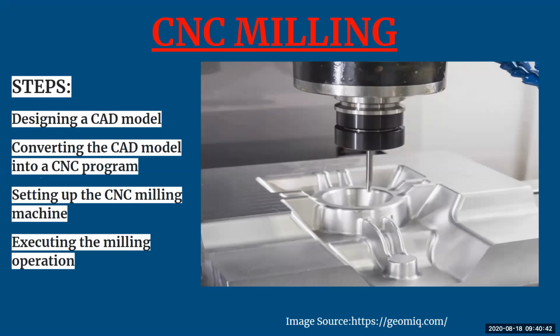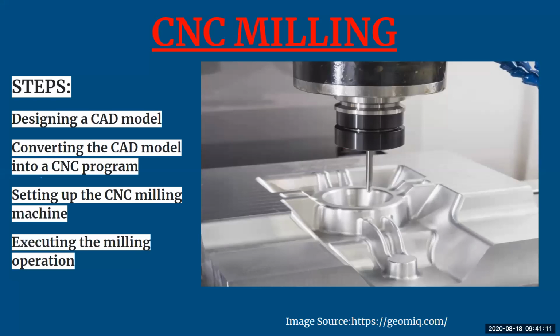So when we talk about CNC milling, there are a few steps that we need to follow. The very first step is designing a CAD model. This is an initial process wherein you are going to create a 2D or 3D CAD design of whatever model you want to have, or whatever material you want to have as a resultant model.